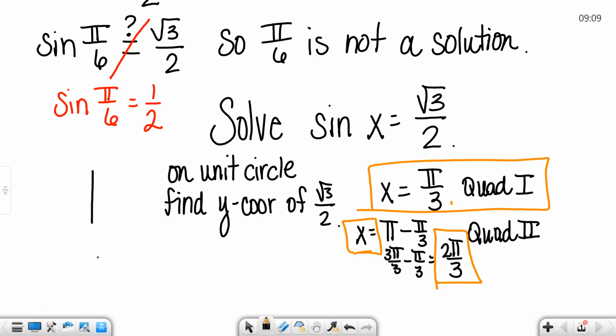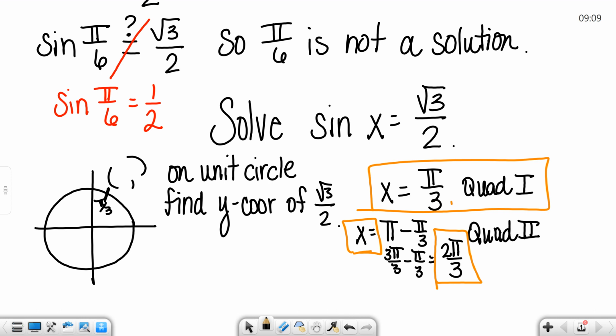Let me just sketch for you a little unit circle here so we can all visualize together. Pi over 3 is 60 degrees. So here's pi over 3. And that ordered pair is 1/2, square root of 3 over 2. So that's how I chose that place on my unit circle. And then over here, I have 2 pi over 3.